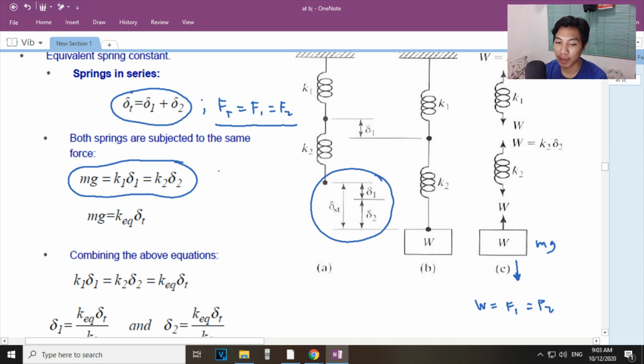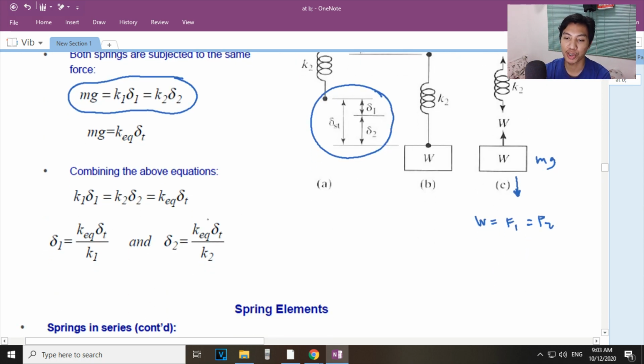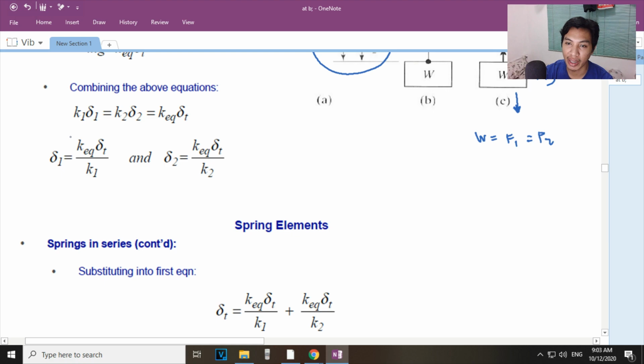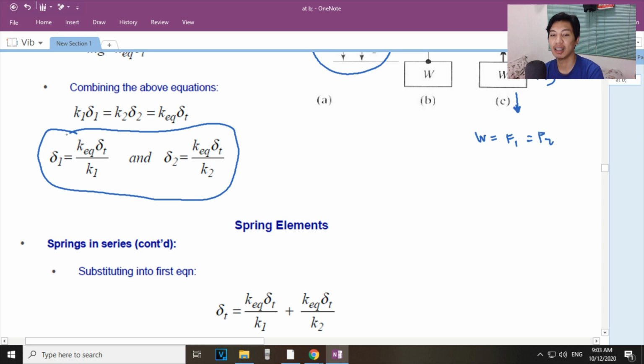Now, we combine the equations. Okay? We combine the equations. We will arrive with KEQ. Ano yung EQ? Equivalent. Equal naman lahat. Okay? Equated. mg, KEQ, total deflection. KEQ. Nasaan ba yung KEQ dyan? Equal naman daw sila eh. Ay, additive. Okay? Equal. So, you will arrive with this. Ayan.